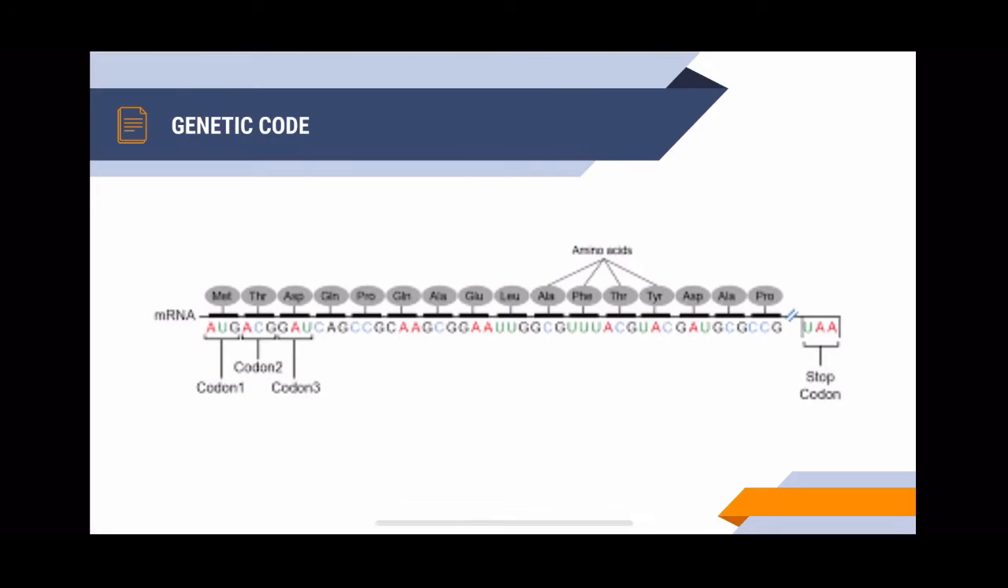So how is information in polypeptides organized? The answer is codons, triplets of nucleotides that specify a certain amino acid.